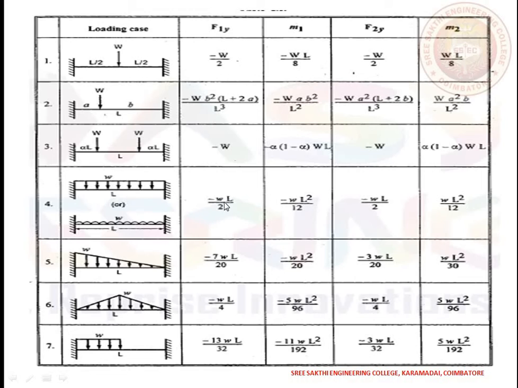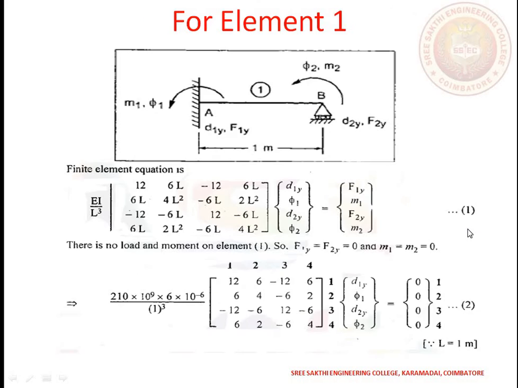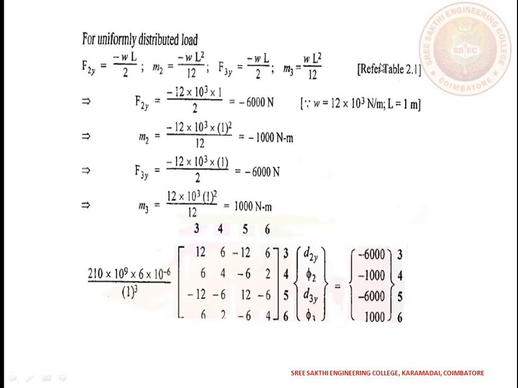F1y here is 2, it is 3. In our case the second element is node 2 and node 3. So F2y is WL by 4... then similarly M2 is WL square divided by 12. Then similarly F3y is minus WL by 2. M4 is WL square divided by 12. Okay, so it is a formula from the table. Okay, so this formula can be applied here.